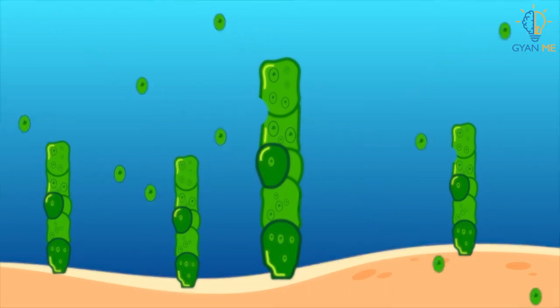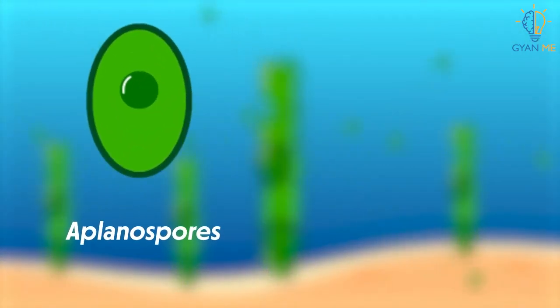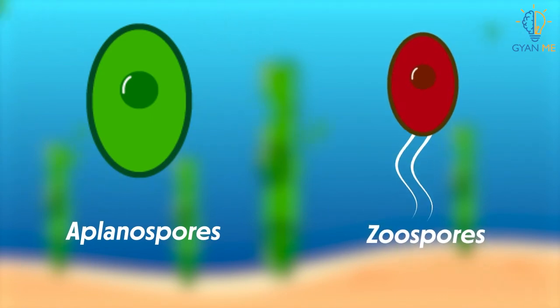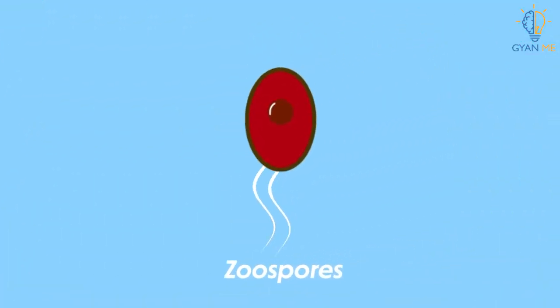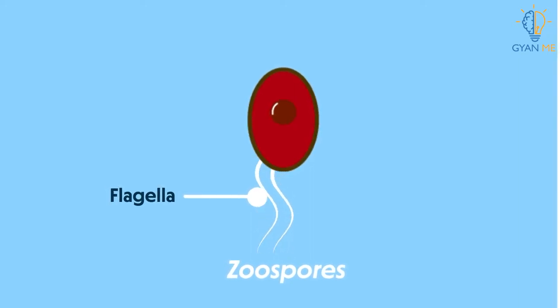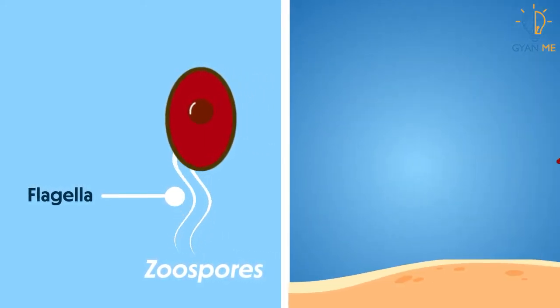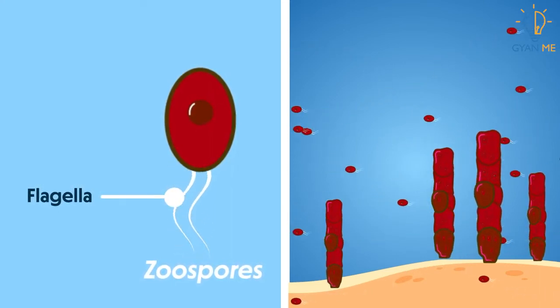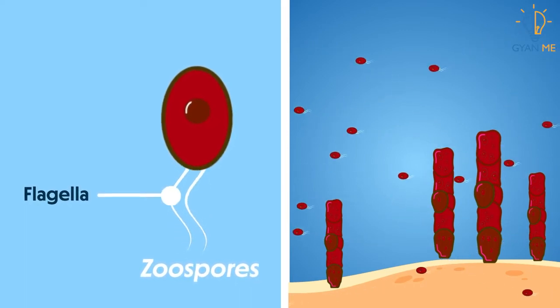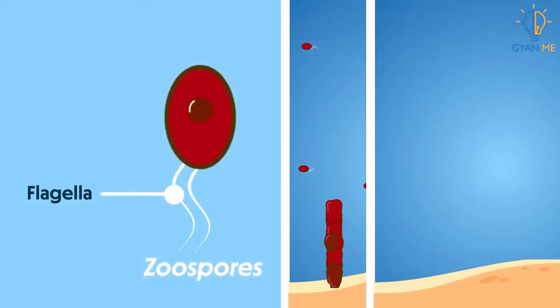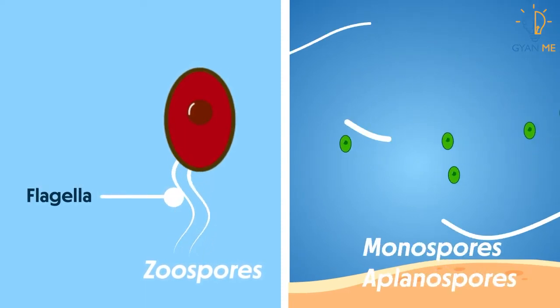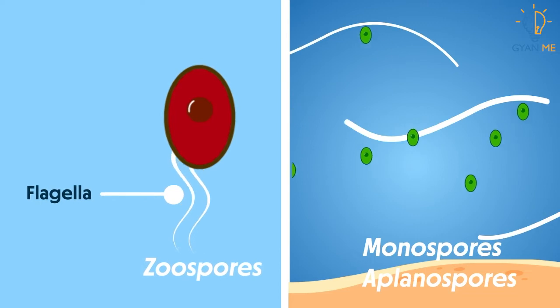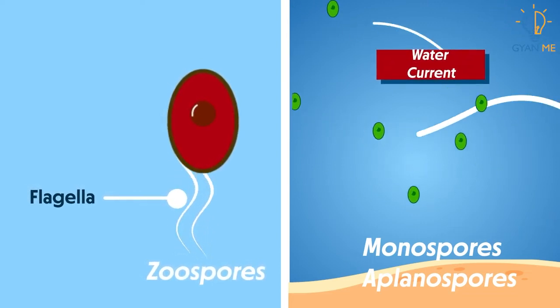While some green algae produce non-motile spores called aplanospores, others produce motile spores called zoospores. These zoospores lack true cell walls and bear one or more flagella, with which they can move to a more favorable environment in which they develop into new algae. Note here that the flagella allow zoospores to swim, whereas monospores and aplanospores lack them, and hence they have to rely on passive transport by water currents.